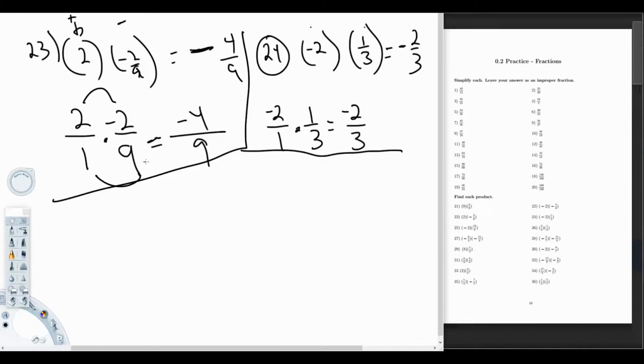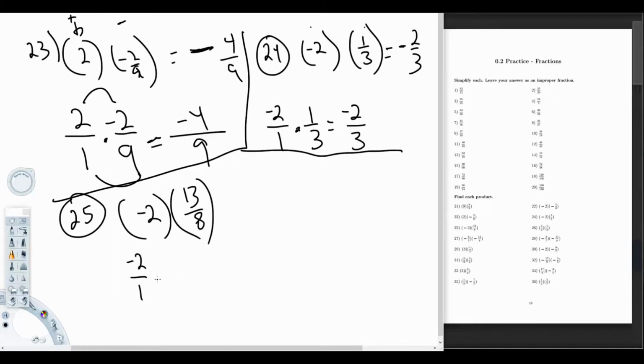All right. Number 25 now, moving along. Negative 2, 13 over 8. Now, I'm doing these fast, and you might screw up a lot, but just by doing them over and over again, you're going to get it. All right. Negative 2 over 1 multiplied by 13 over 8. Now, this is a negative, this is a positive, so we know our answer is going to be negative. We know right away.